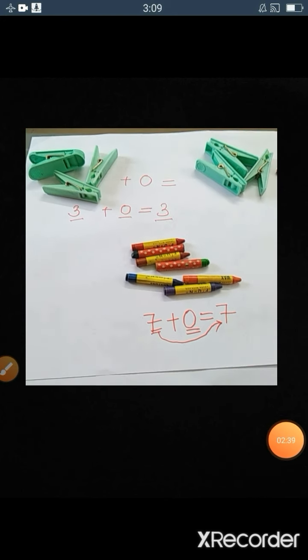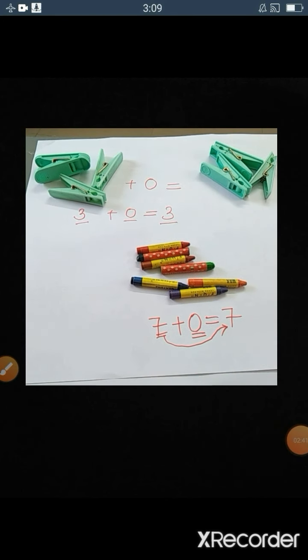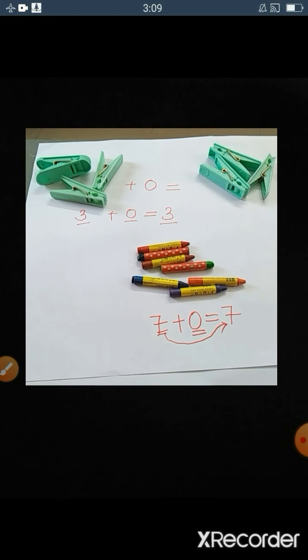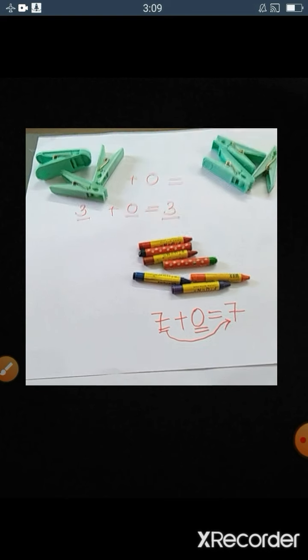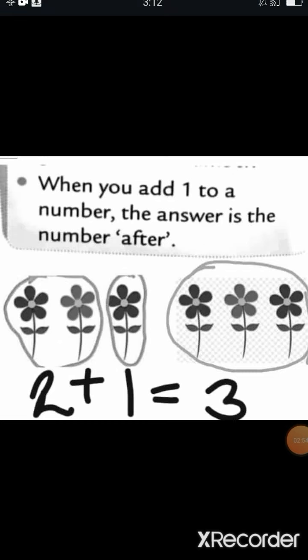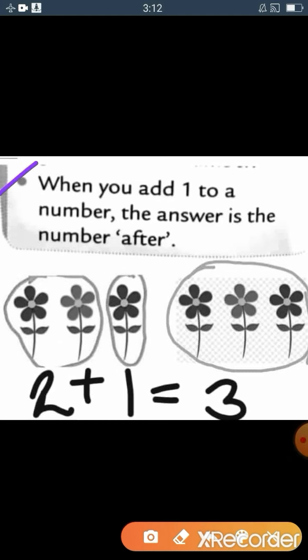So from this we understand that when we add 0 to a number, we get the same number. This is our second property. This is our third property, children, which says when you add 1 to a number, the answer is the number after. Just see here, I will explain you this property using the example.